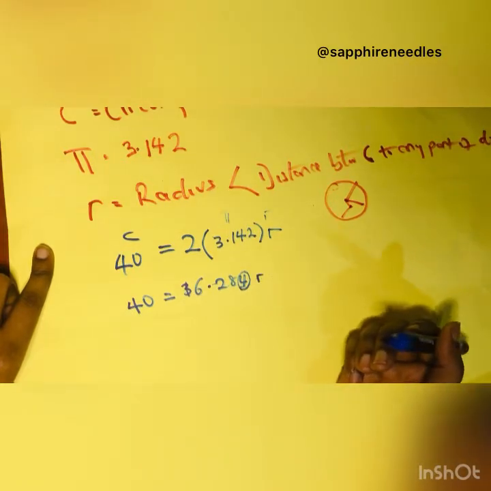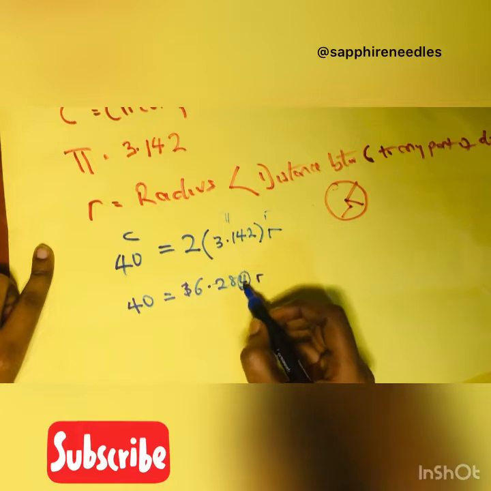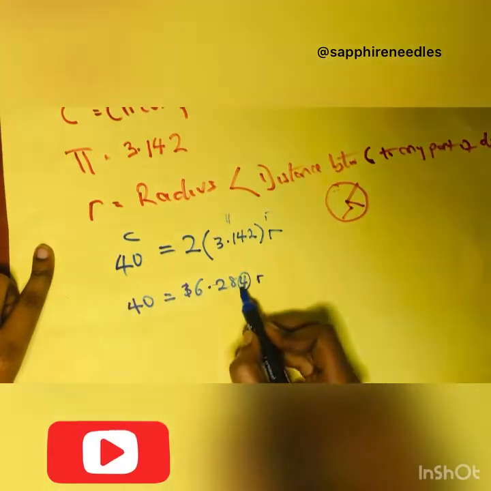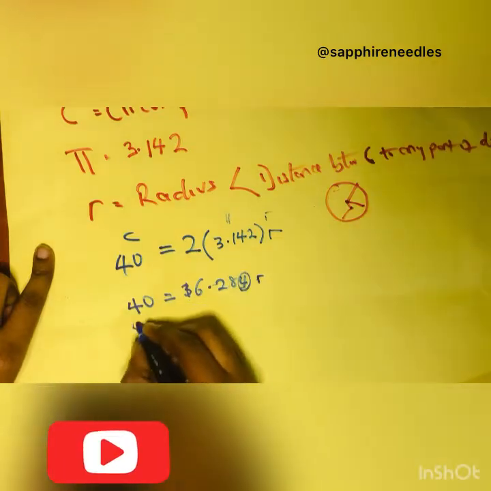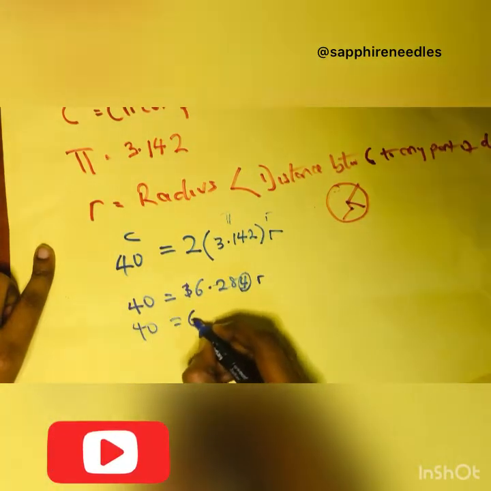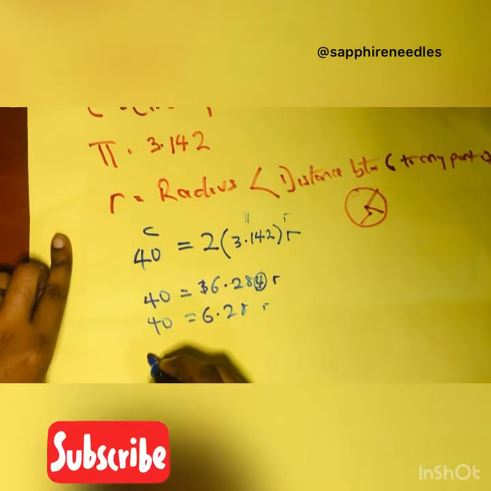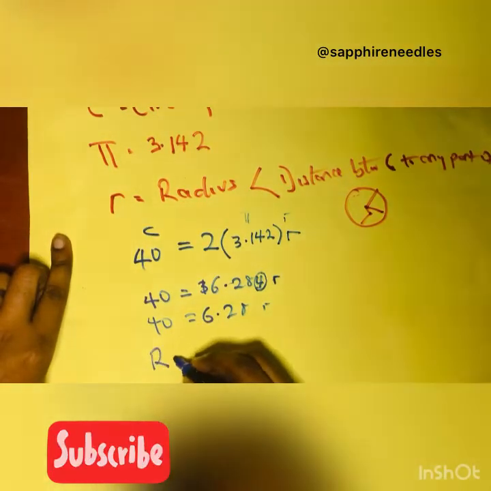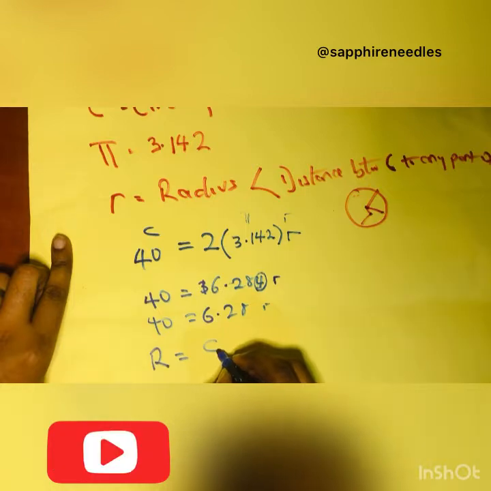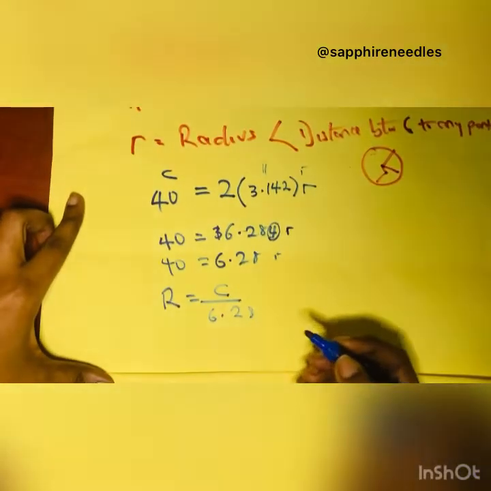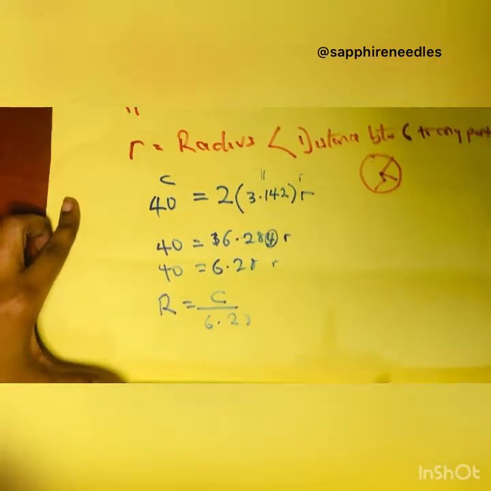You know how it is now. We all did mathematics. So if it's not up to 5, you can't approximate this to be 9. So we'll do away with 4. So we'll have 40 equals 6.28 r. Now to find the radius, r equals 40 over 6.28. I hope you understand.